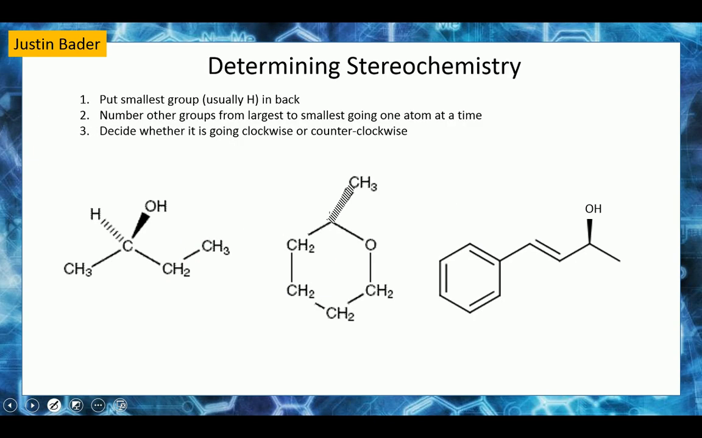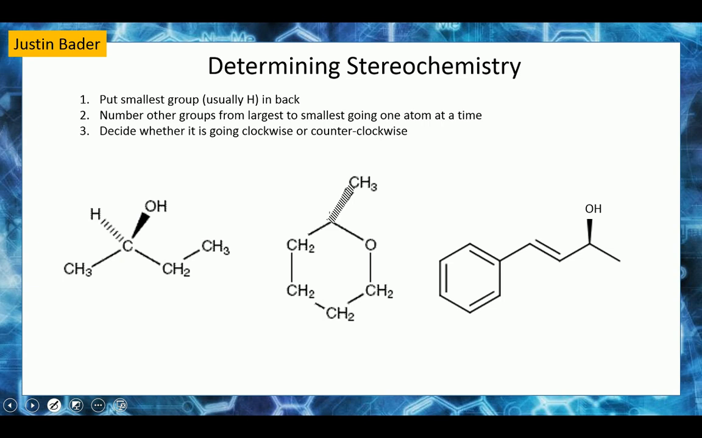Determining stereochemistry. First thing you do is you put the smallest group, usually hydrogen, in the back. Then you number the other groups from largest to smallest, going 1 atom at a time. Then you decide whether it's going clockwise or counterclockwise. In the first molecule on the left, you'll see the hydrogen is already going back into the page. So now we can move on.